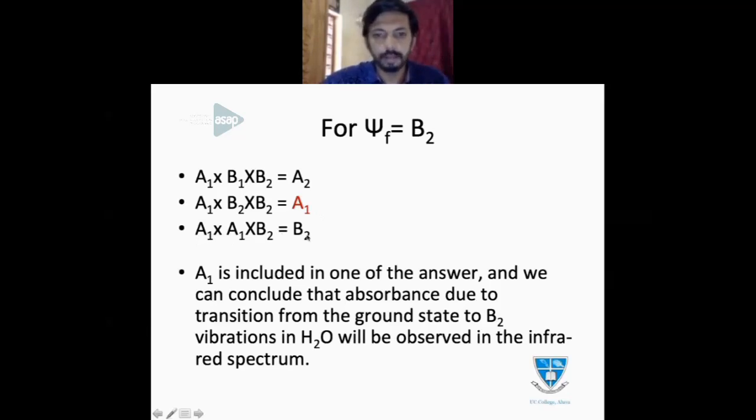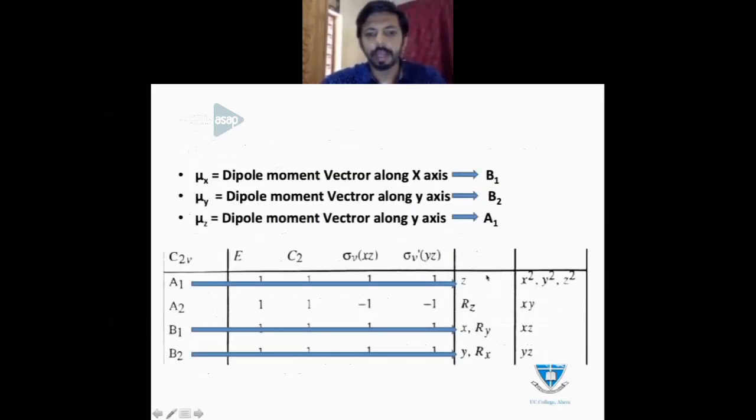If you look at the character table, the direct product is nothing but a multiplication of characters. If you are taking A1 into A2, you have to multiply them: 1 into 1, you will get 1. 1 into 1, you will get 1. 1 into minus 1, you will get minus 1. 1 into minus 1, you will get minus 1. That is, A1 into A2 leads to A2.